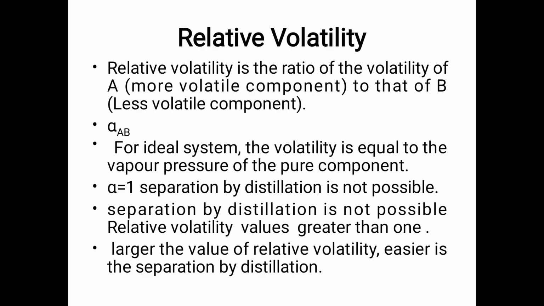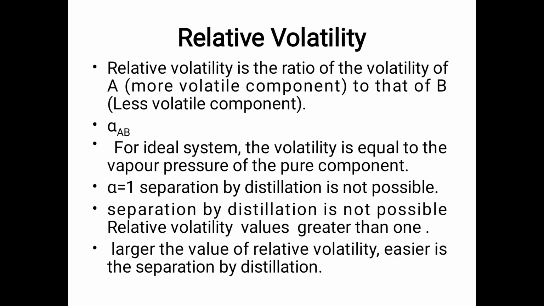Alpha equal to 1 means separation by distillation is not possible. So when the relative volatility is equal to 1, separation by distillation is not at all possible in this process. When the relative volatility is greater than 1, the larger the value of relative volatility, the better the separation by distillation. The range is 2 to 4.